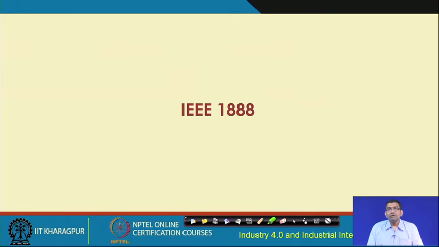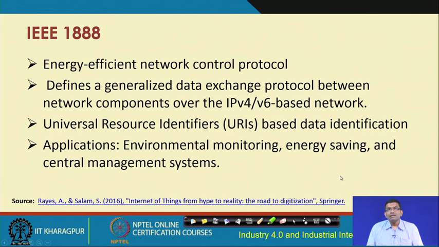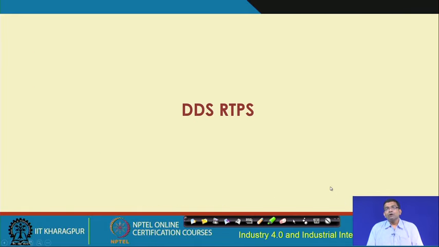IEEE 1888, this one is an energy efficient network control protocol, which defines a generalized data exchange protocol between the network components over IPv4 or IPv6. It talks about the use of universal resource identifiers and supports different applications for environmental monitoring, energy saving, central management systems and so on. Another protocol from a network point of view, these I am just touching upon, I am not going into further detail because the first few I have gone through, for others it is sufficient I believe if you just know what is there and overall what these protocols do.